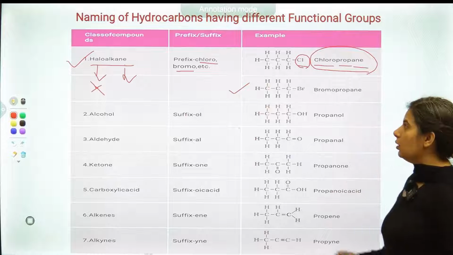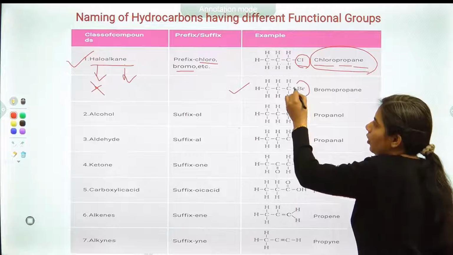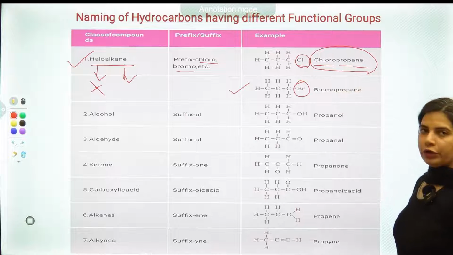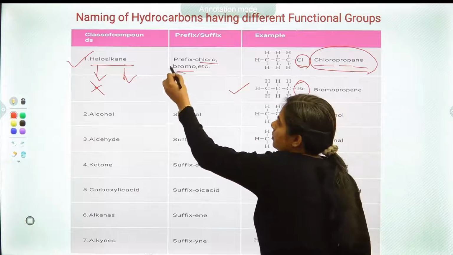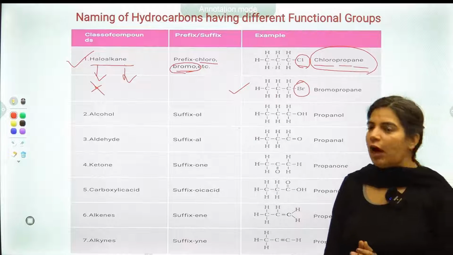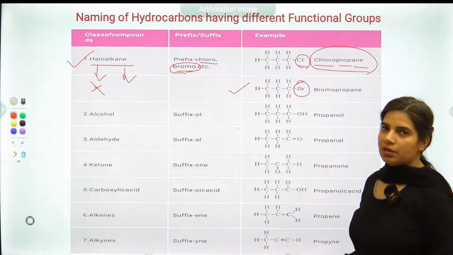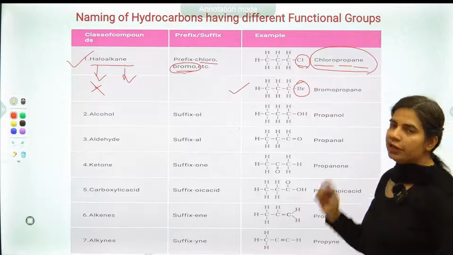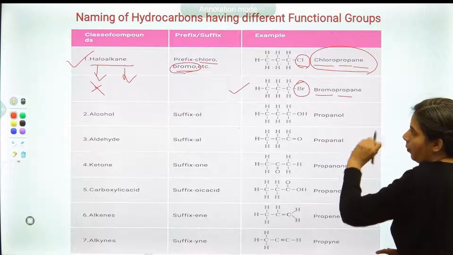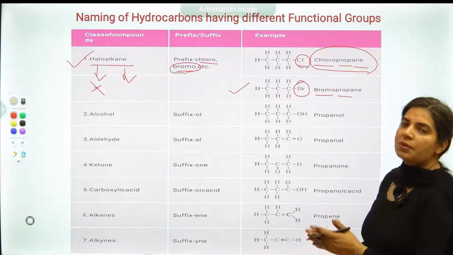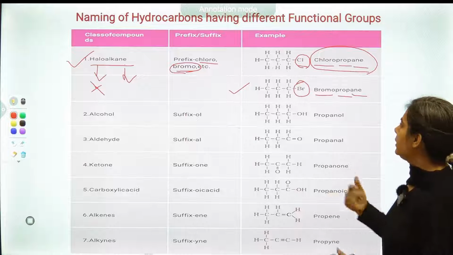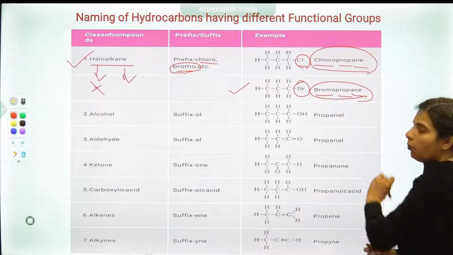In the next example, here we are having bromine as a functional group. And for bromine, we are going to use the prefix that is bromo. And if I talk about number of carbons, we are having 3 carbons. And we know that for 3 carbons, we will use prop: bromo, prop. And all the carbons are having single bond. For that, we have used ane. So collectively, we come up with bromopropane.